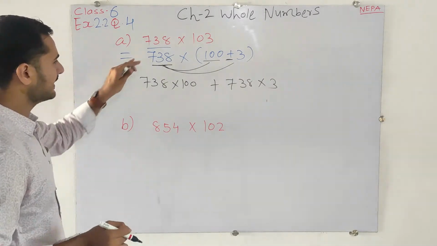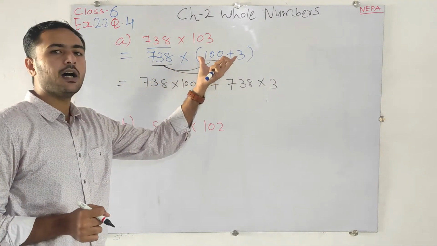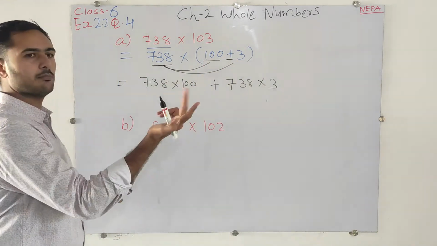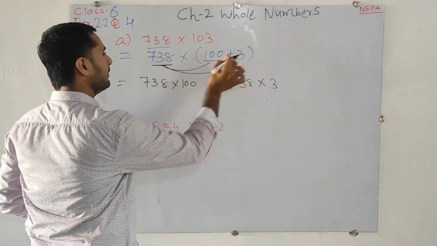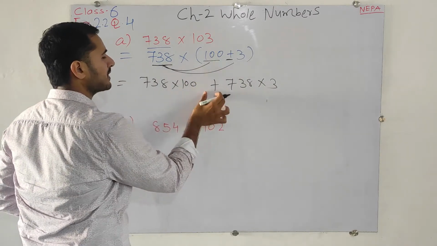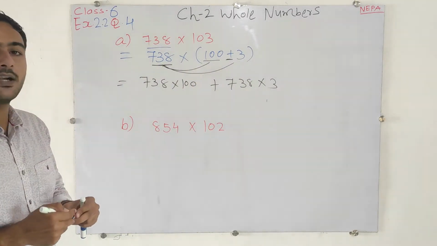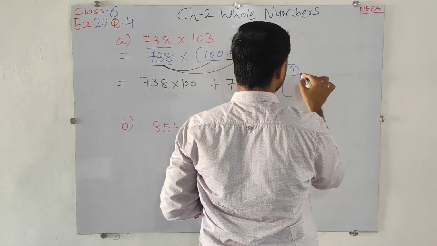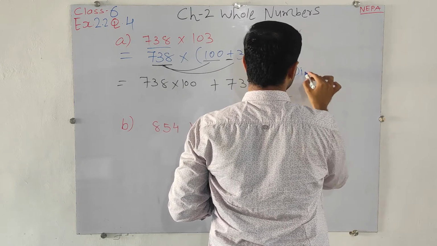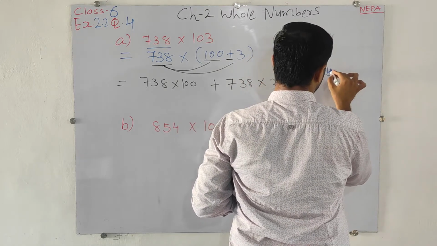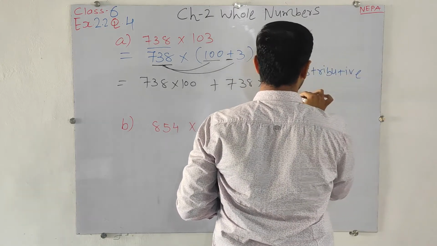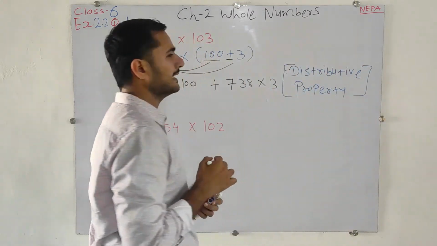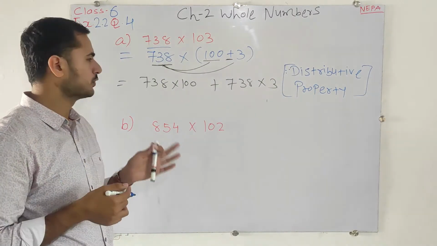Because see here there is 738 multiplied by this bracket. It means this number will multiply to each and every number which is in the bracket. So there are two numbers, 100 and 3. So we multiply that, and here is the addition answer. Just put it here. So here we use the property, that is the distributive property. So I am just going to write the reason what we used here, that is the distributive property. Okay, so that's the distributive property which we used over there.